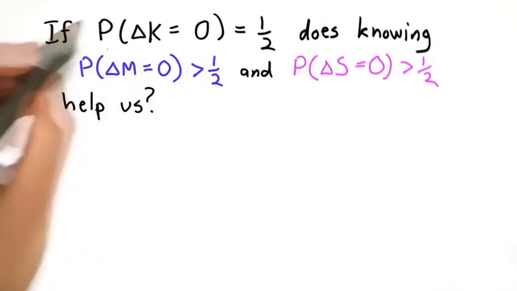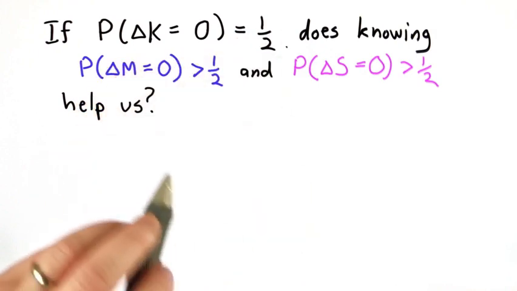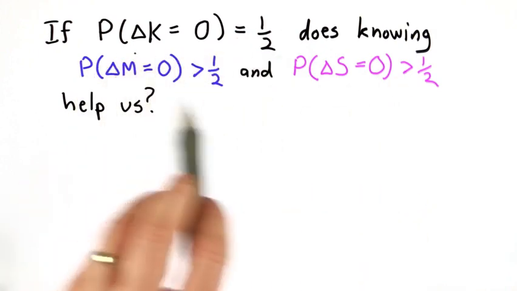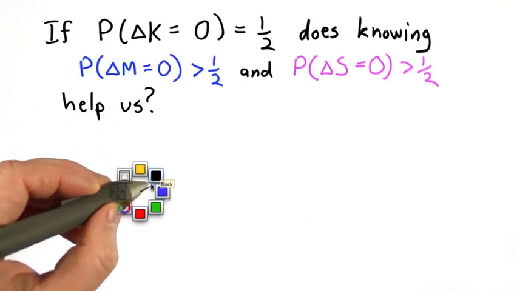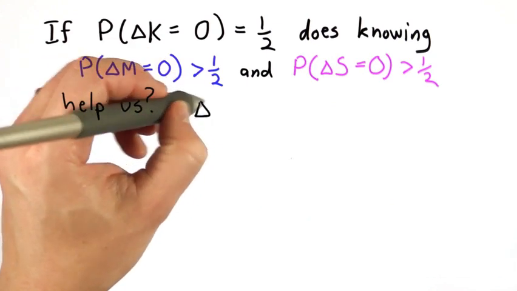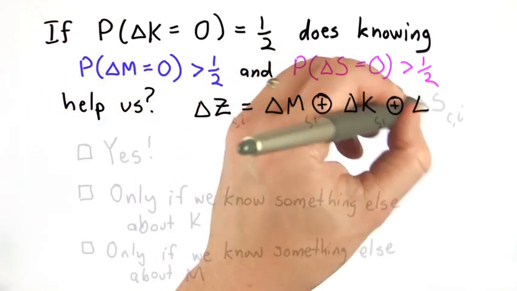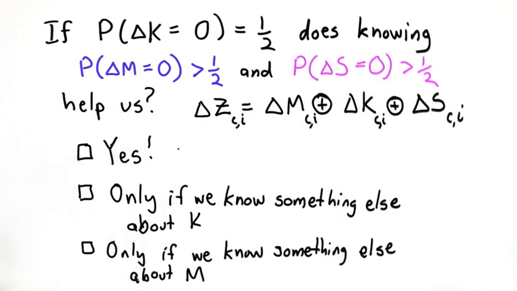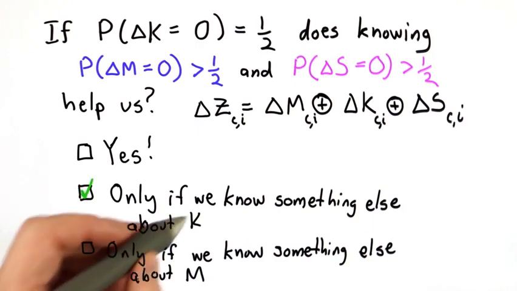So now the question is, assuming that the probability of delta K is 0 is still 1/2, does knowing that these probabilities for delta M and delta S being greater than 1/2 help us? And remember that our ciphertext values that we're intercepting are the XOR of delta M, delta K, and delta S. So the choices are yes, that it definitely helps us. It doesn't necessarily help us, but if we knew something more about K, maybe it would help us. It doesn't necessarily help us, but if we knew something more about M, maybe it would help us. So the answer is it only helps us if we know something else about K.